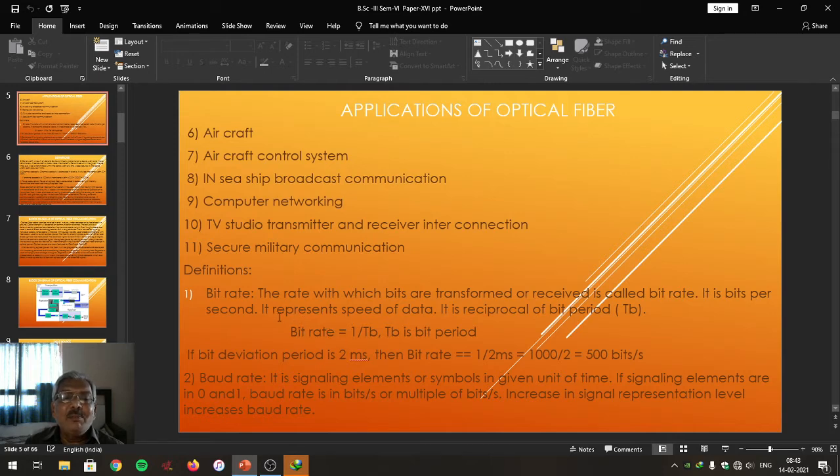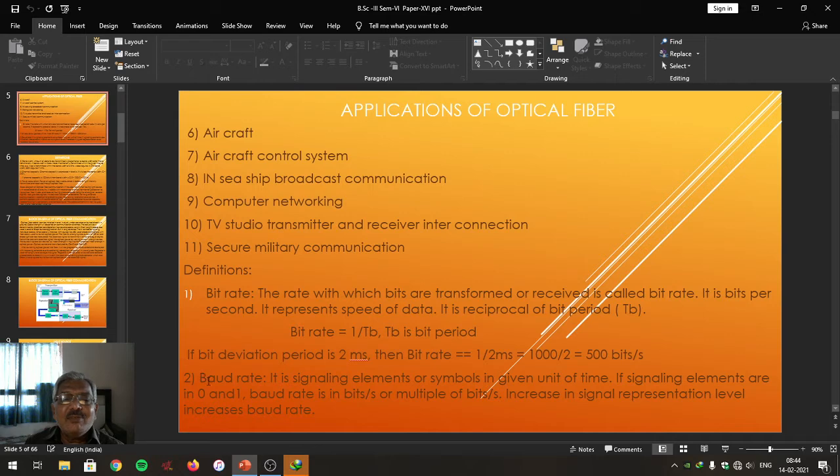For example, if the bit period is 2 milliseconds, time required to transmit one bit from transmitter to the receiver is 2 millisecond. Then bit rate is its reciprocal, means 1 upon 2 milliseconds. So that is 1 upon 2 into 10 raised to minus 3, and that becomes 1000 upon 2, that comes to be 500 bits per second. Means in 1 second 500 bits are going to be transmitted. This is the example. Student friends, do remember that there may be objective questions which are likely to be appearing on this particular aspect. Maybe bit rate is given, bit period is expected to be calculated, or reverse.